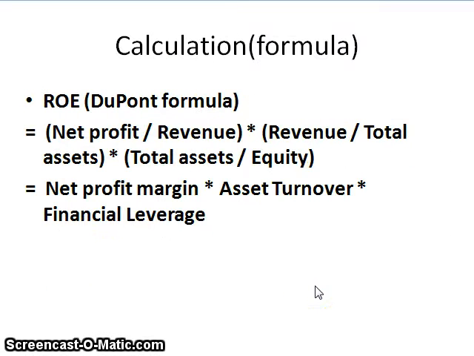The formula for the calculation of DuPont analysis is: ROE, that is return on equity, is equal to net profit upon revenue, multiplied by revenue upon total assets, multiplied by total assets upon equity. That is, net profit upon revenue is net profit margin, revenue upon total assets is asset turnover, and total assets upon equity is financial leverage.